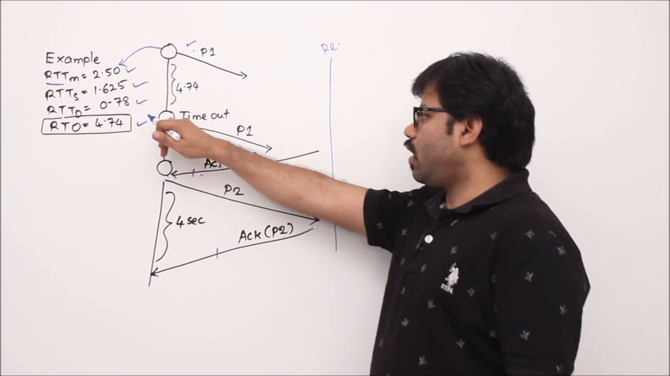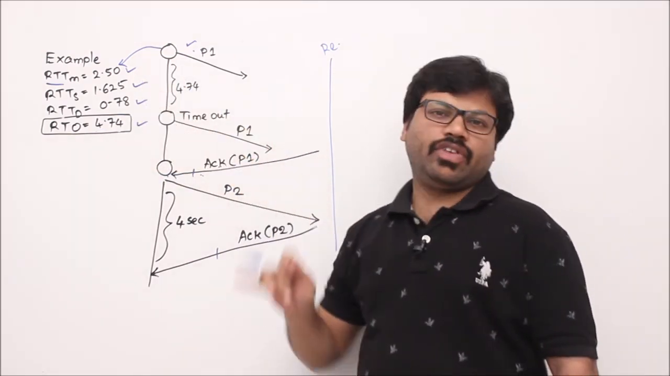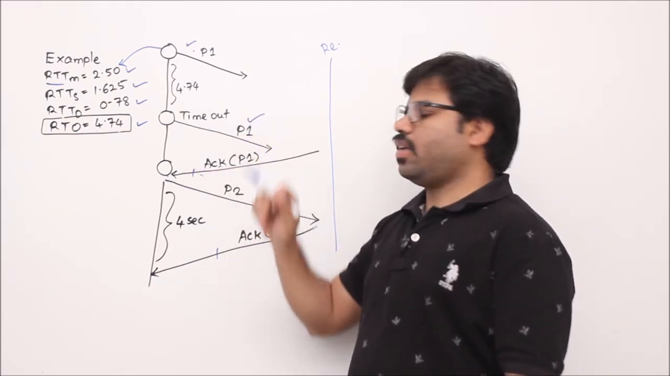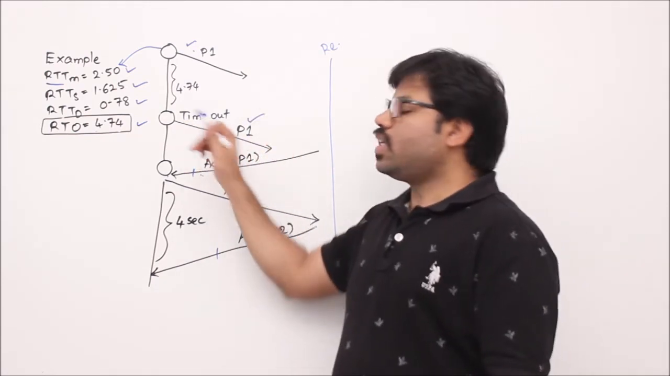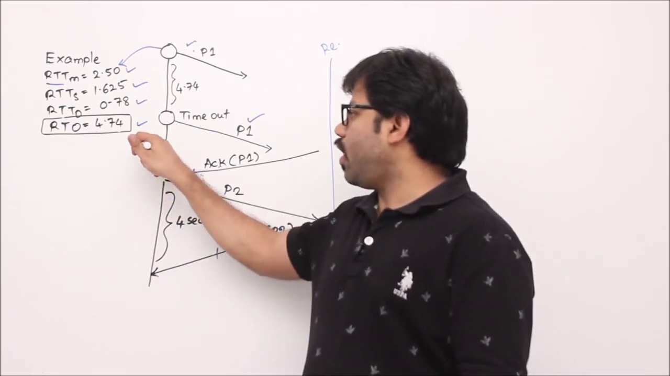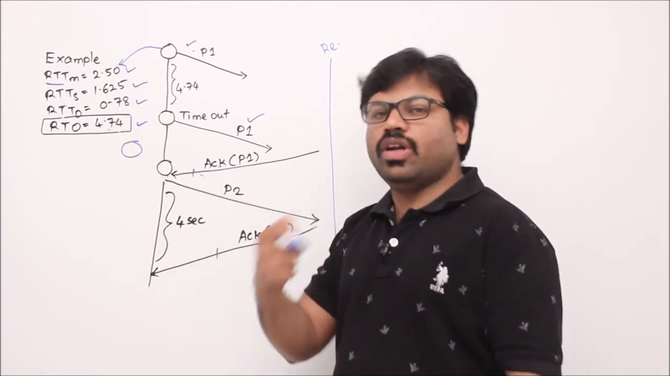So here the timer is timing out, correct? At 4.74 only. Then what is the activity we are doing? We are going to retransmit the packet. That's why we send P1 again. Agree? But when you send a packet, we have to restart the timer, correct? What should be the timer value here? Should I take 4.74? No, we have to double it.